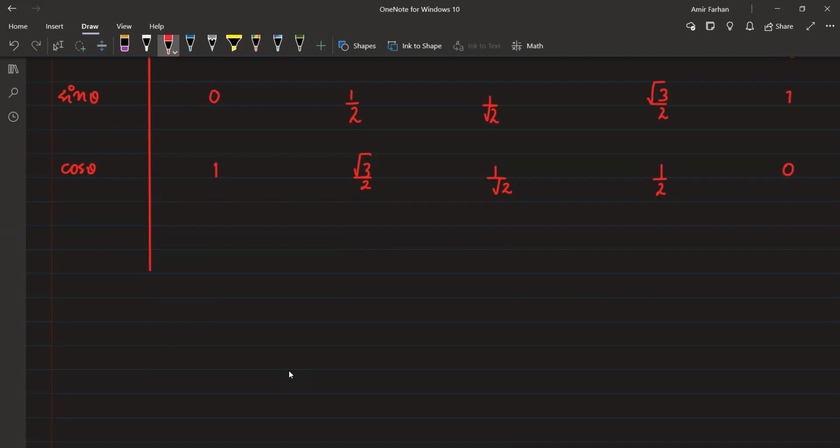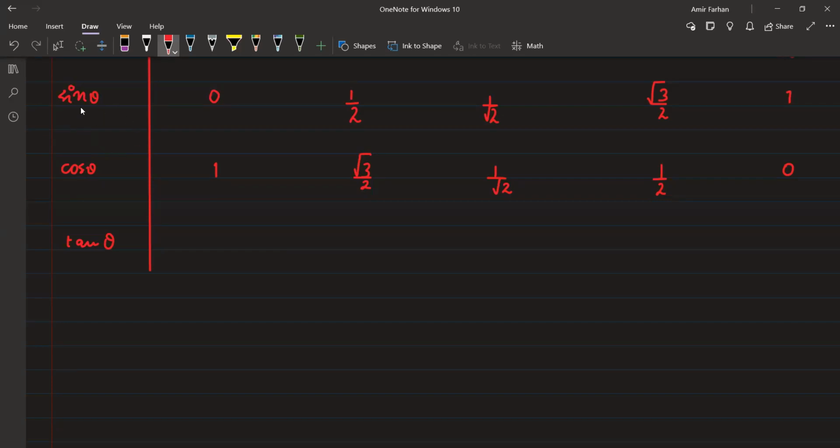Okay, I've told you that if you have the values of sine and cos, you can calculate tan. Can you please tell me the relation between tan, sine, and cos? Tan is the ratio of sine and cos, sine by cos. Remember? Clear?